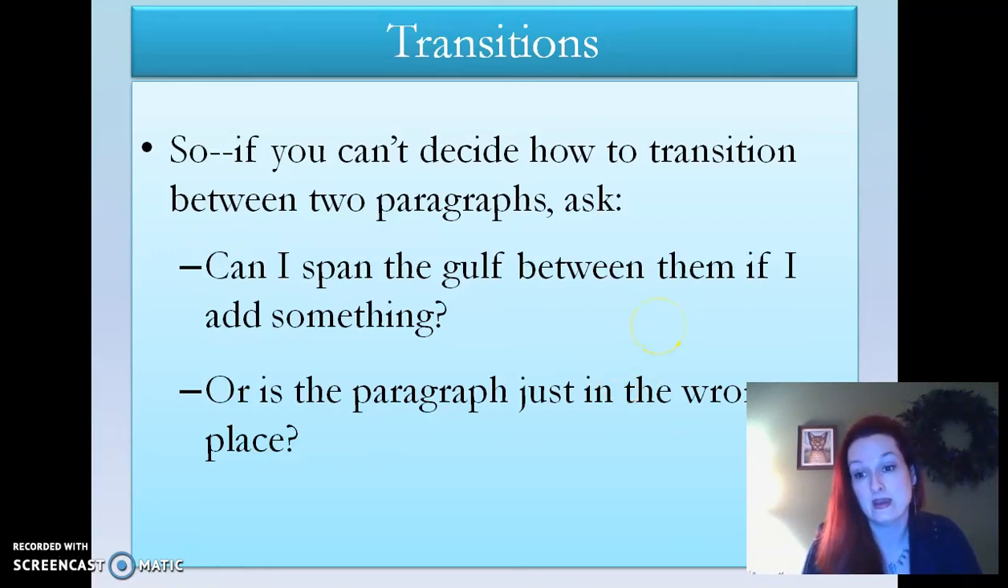Now, that is scary for some people, to experiment and move whole paragraphs around like that. And I often have people tell me, I'm nervous to do that because I'm afraid I'm going to forget how I had it in the first place, and I'll never remember the order that I chose in the beginning.